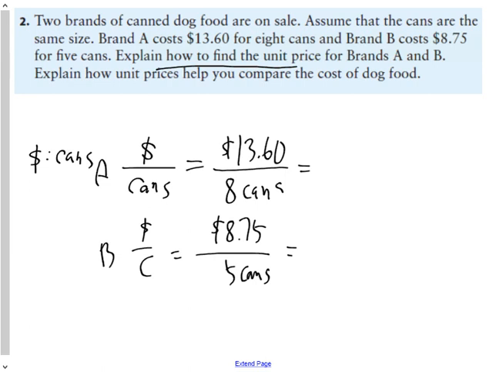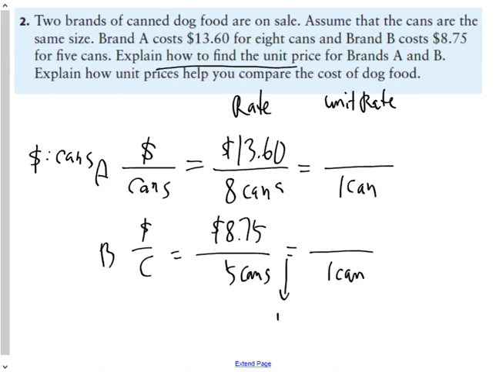In order for us to be able to compare which one's the best deal, we need to know how much each can costs. So what we effectively need to do is take what's called a rate, meaning the cost for 8 cans and the cost for 5 cans, and create a unit rate, where the second term is 1. And what we call this is proportional to.